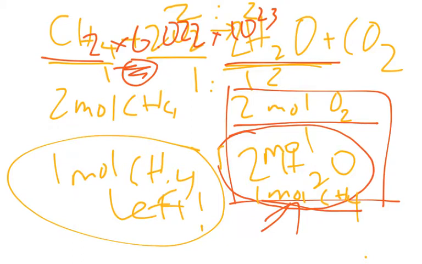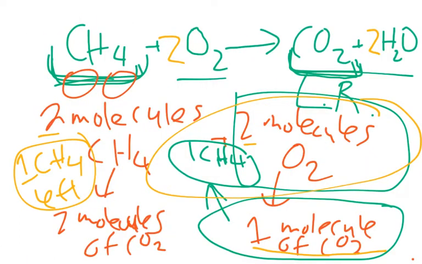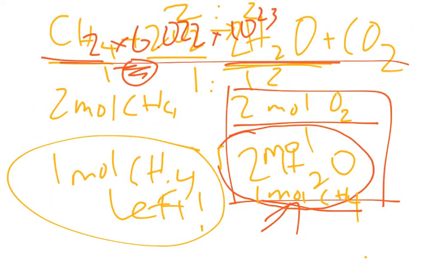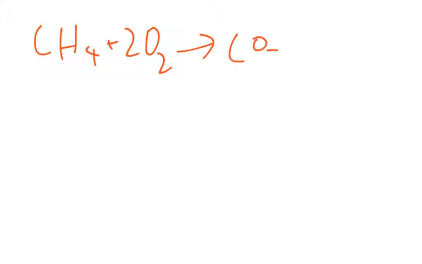So in a reaction, you can read them in terms of dozens, in terms of molecules, or even in terms of moles. And regardless of how you read it, the way that you calculate the limiting reactant is still the same. So that's just an interesting thing that we discovered. So now let's do something slightly different. So let's rewrite the reaction. CH4 plus 2O2 becomes CO2 plus 2H2O.